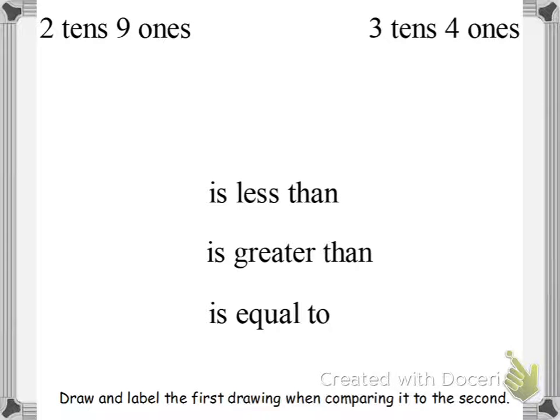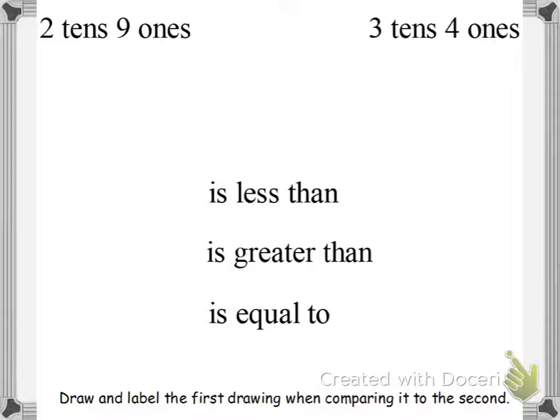Today we're going to be talking about Module 4, Lesson 8. In this lesson, we're going to be talking about being able to compare quantities and numerals from left to right. So, looking at this, we're going to be comparing these two numbers, 2 tens, 9 ones, and 3 tens, 4 ones. And we know we're comparing from left to right.